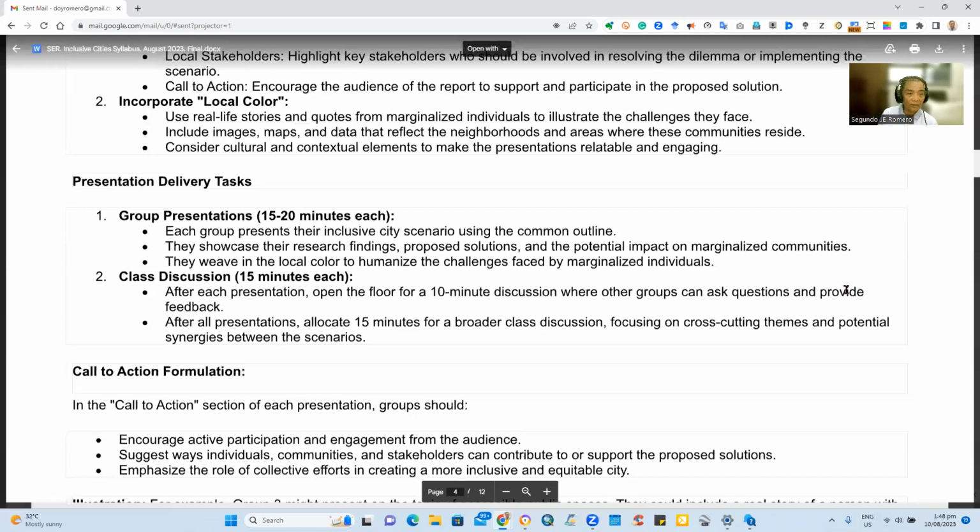Each group presents their inclusive city scenario or dilemma using the common outline. They showcase the research findings, propose solutions, and potential impact on marginalized communities. They weave in local color to humanize the challenges faced by marginalized individuals. And of course, the wider the participation of the members of the group, the better, right? We don't want just one person doing the whole report.